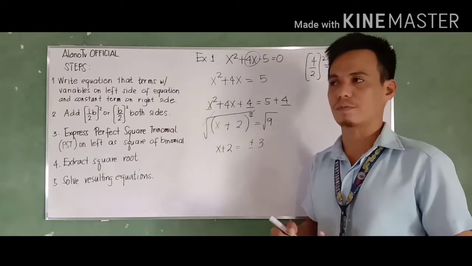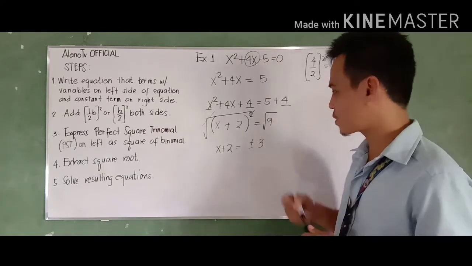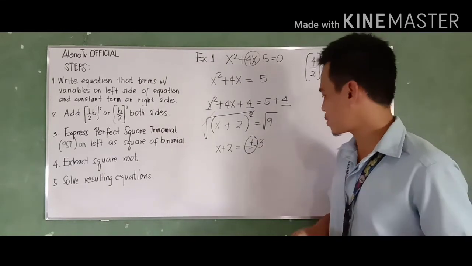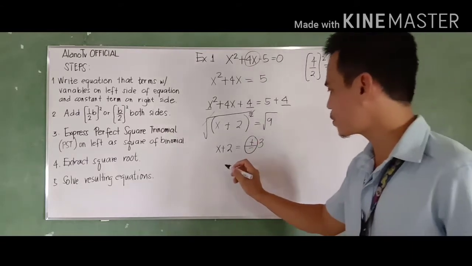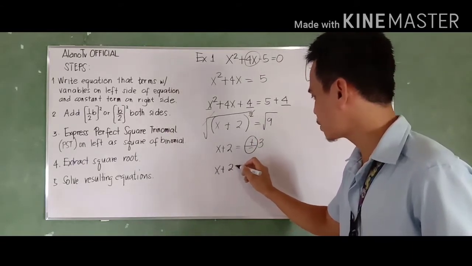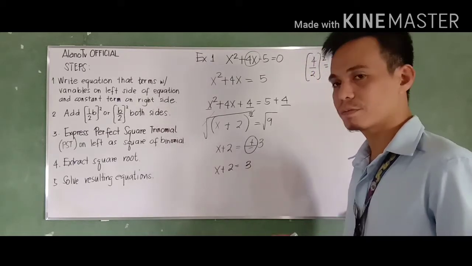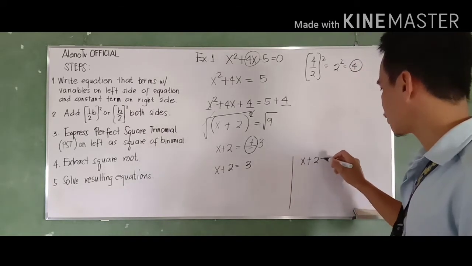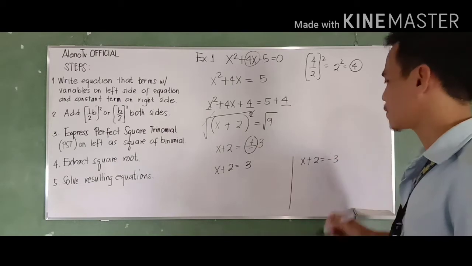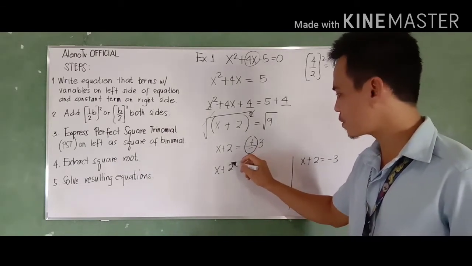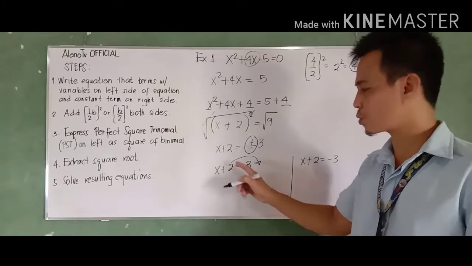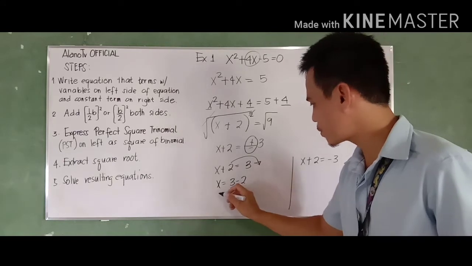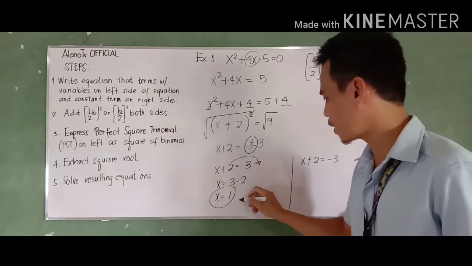So what to do next is to solve for x. How to solve for x, sir? In solving for x, gagawin natin is paghihiwalayin lang natin yung positive and negative sign. Okay, so let's do first with positive. So therefore we have x plus 2 is equal to positive 3, and the other side is x plus 2 is equal to negative 3. Then solve for x, this side first. So transpose positive 2 to the other side. We have x is equal to 3 minus 2. So our x there is positive 1.